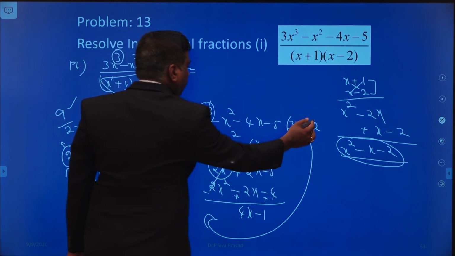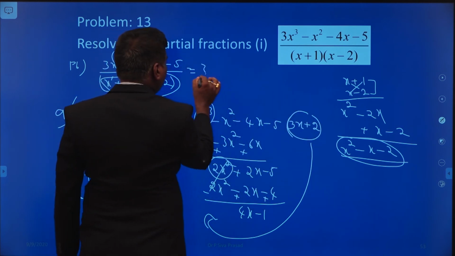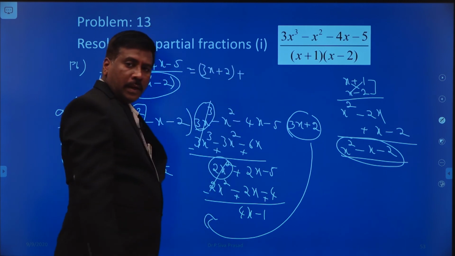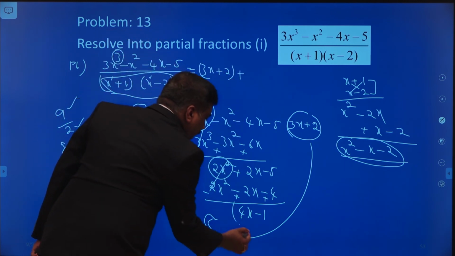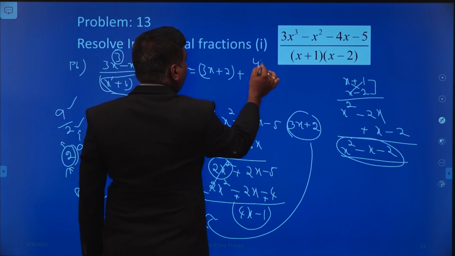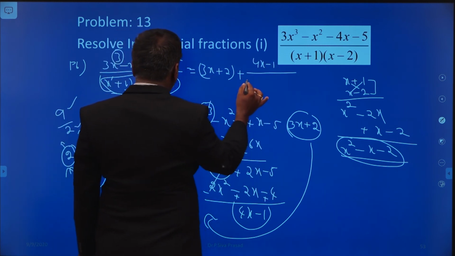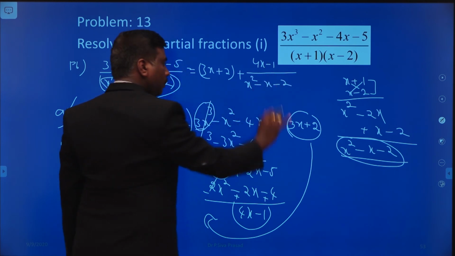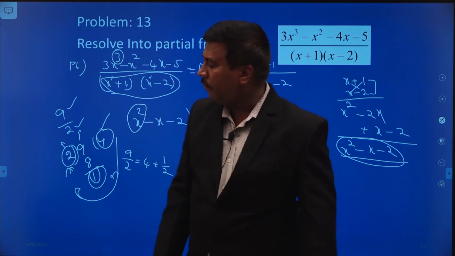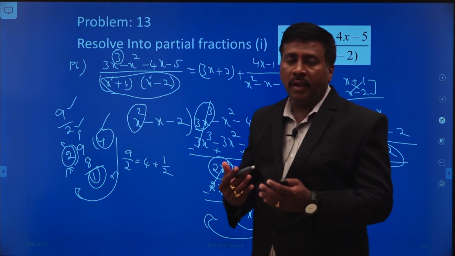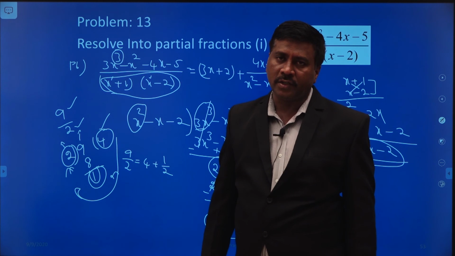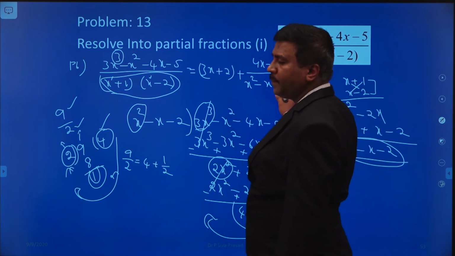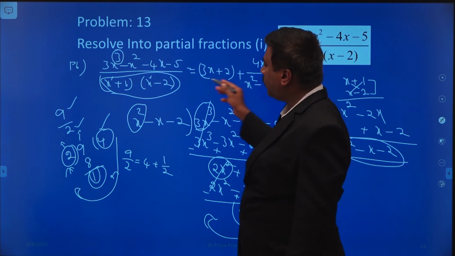So I have to write first the quotient value. I keep here 3x plus 2 plus. Now, this is the remainder value, 4x minus 1 by the divisor value, that is x square minus x minus 2. This is the way of converting the improper fraction into the proper fraction. If you take x square minus x minus 2 as the LCM and do this process, then you will get the same fraction.